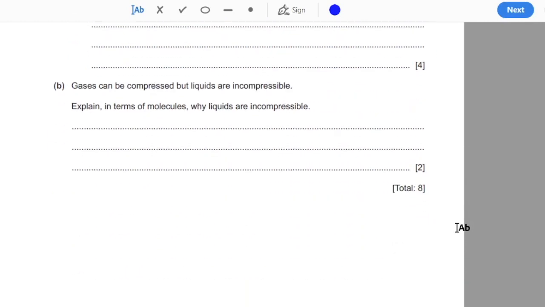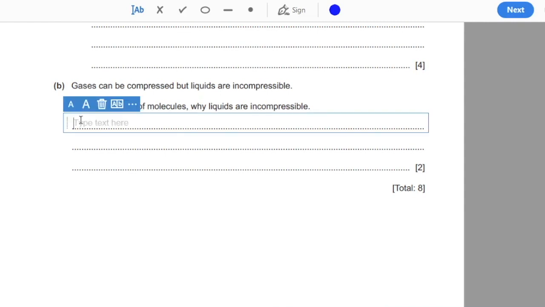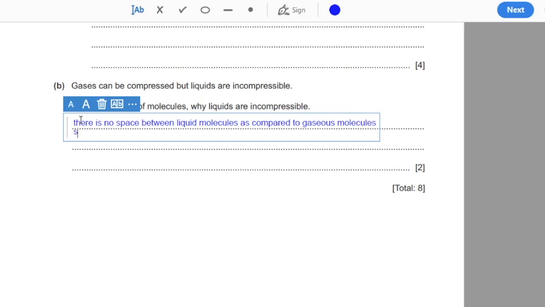Part B, gases can be compressed but liquids are incompressible. Explain in terms of molecules why liquids are incompressible. So comparatively, there's no space between liquid molecules as compared to gaseous molecules. And there are stronger intermolecular forces too, which lead to this property of liquids.